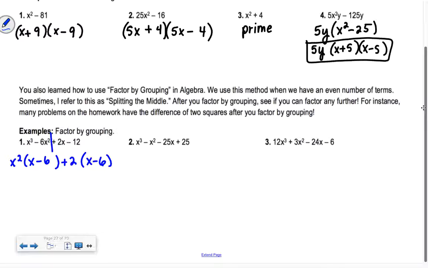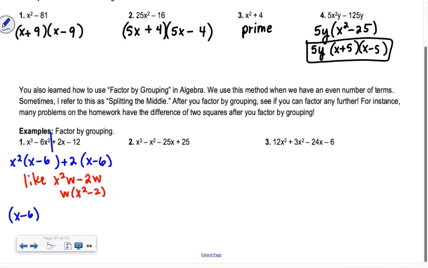Okay, so what I typically show everybody each year is this is like having x squared times a number minus 2 times a number, right? They have that same number in common, that x minus 6. So we know that we would be able to pull that number out to the front. So we do the same thing here. We pull the x minus 6, the entire GCF, to the front.